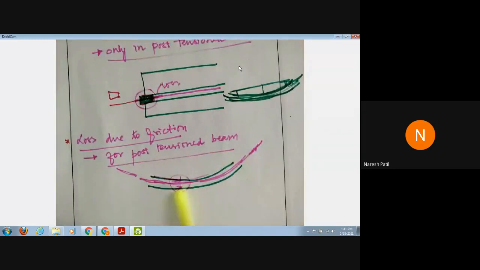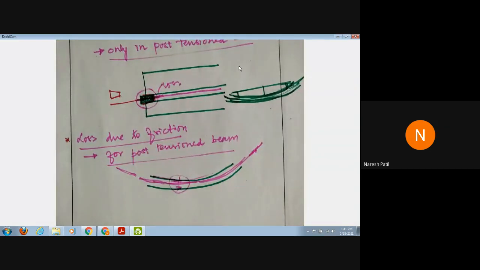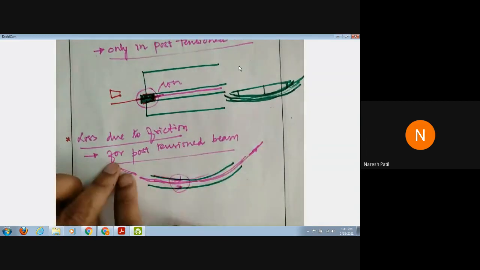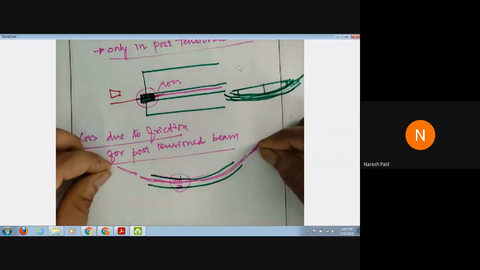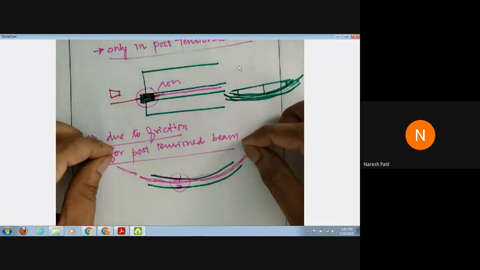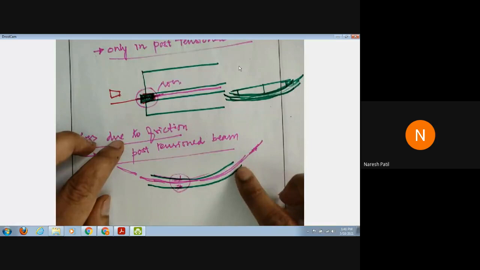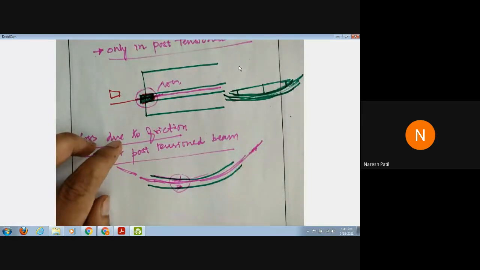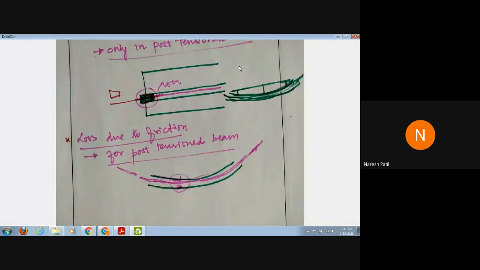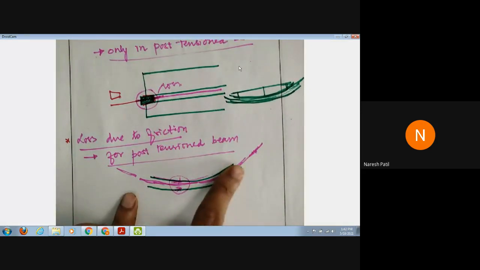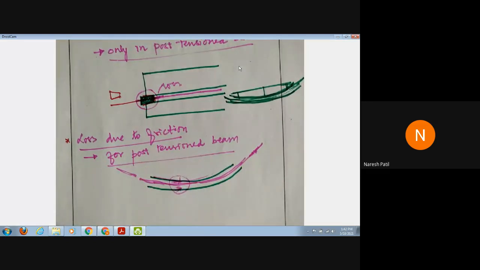Understood how the loss will take place? That is due to friction. Yes, is it clear? To imagine that, look, there is a duct. When you pass the cable in the duct and stretch it, what will happen? After stretching, the tendon tries to attach or get shifted to the surrounding concrete or the duct. Because of that, there will be friction in the duct. So that is called loss due to friction. Is it clear?